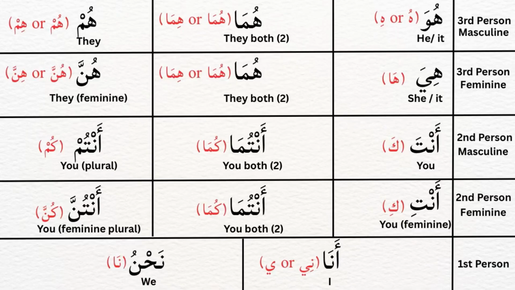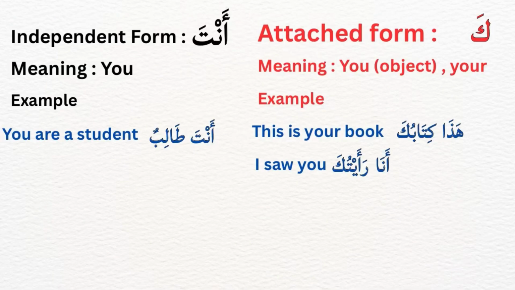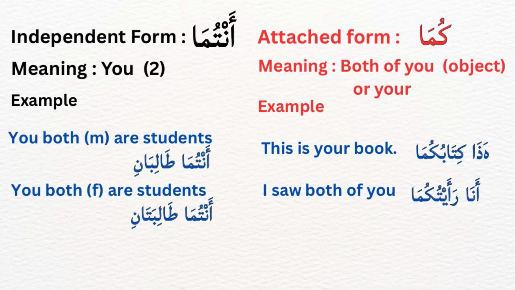So we'll start with the attached pronouns of anta, which is ka, which means you as object or your. For example, this is your book. هذا كتابك. Next example, I saw you. أنا رأيتك. Next, أنتما. The attached form of أنتما is kuma, which means both of you or your as object.